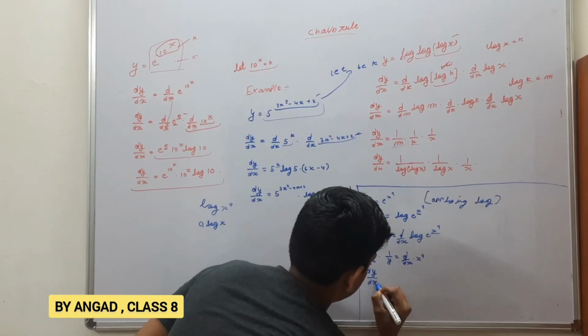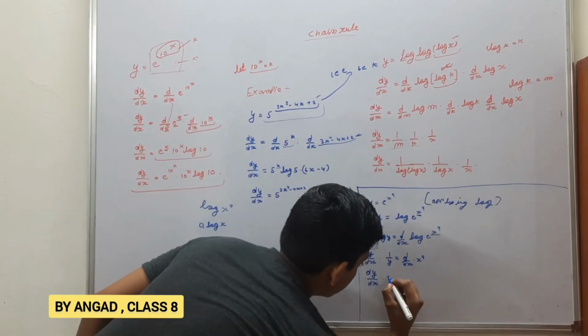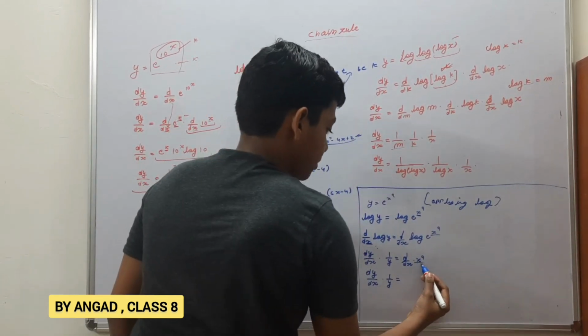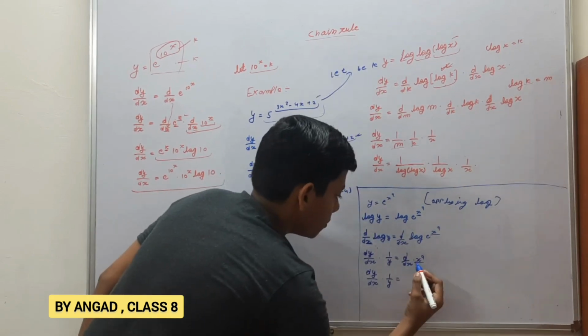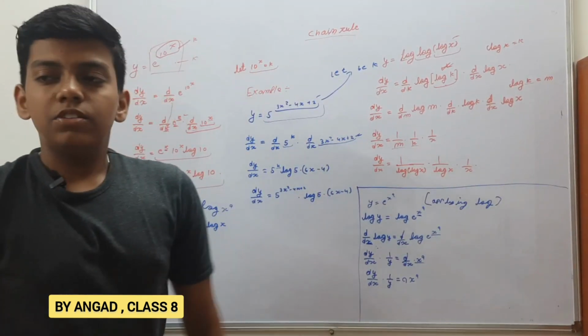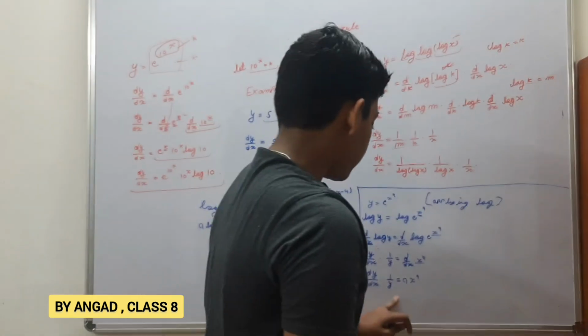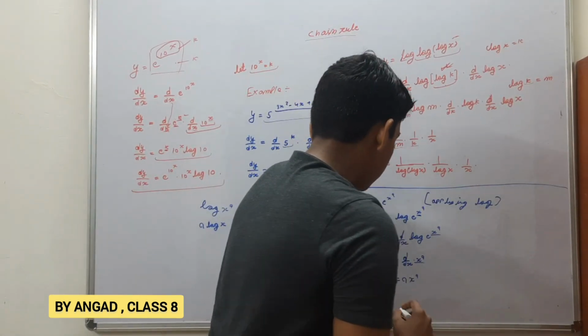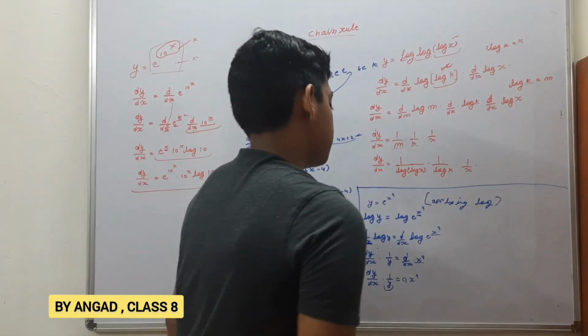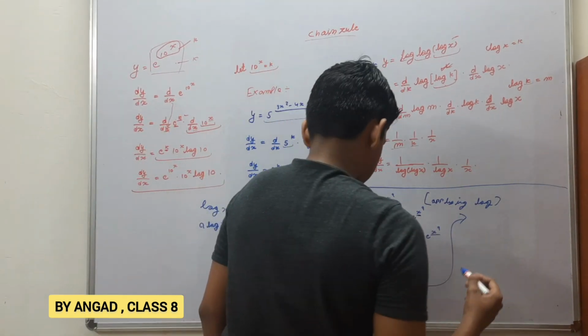dy by dx into 1 by y is equal to x to the power 9. It is x to the power n, so the x to the power n formula will be used. It will be 9 x to the power 8. Okay, so far so good. But you would be wondering, what to do of this extra y? What to do of this extra y? Good question. I'm writing it here.